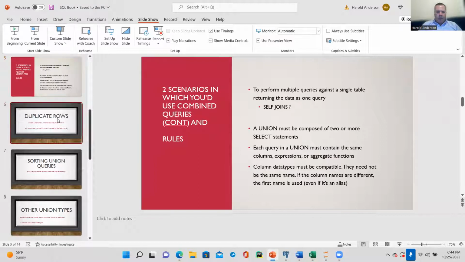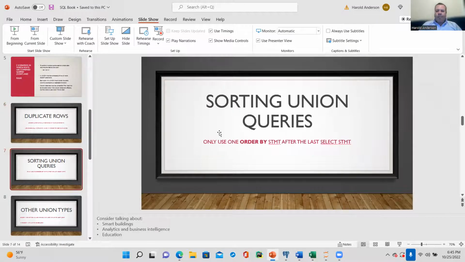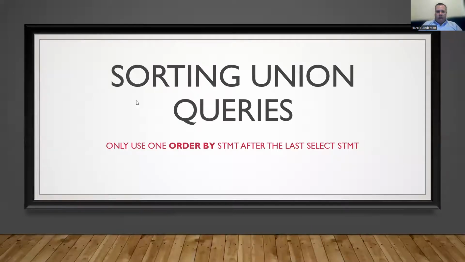And so moving on, unions automatically remove any duplicate rows. If you want to keep duplicates, use UNION ALL, that statement, to keep the duplicates. And then, sorting union queries, you only use one order by statement after the last select statement, also kind of obvious.